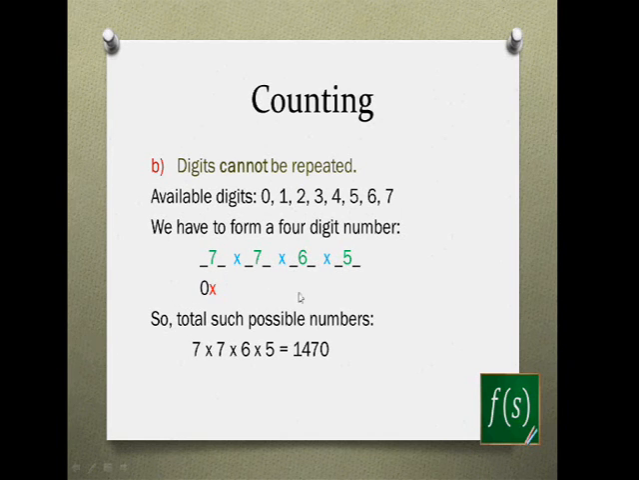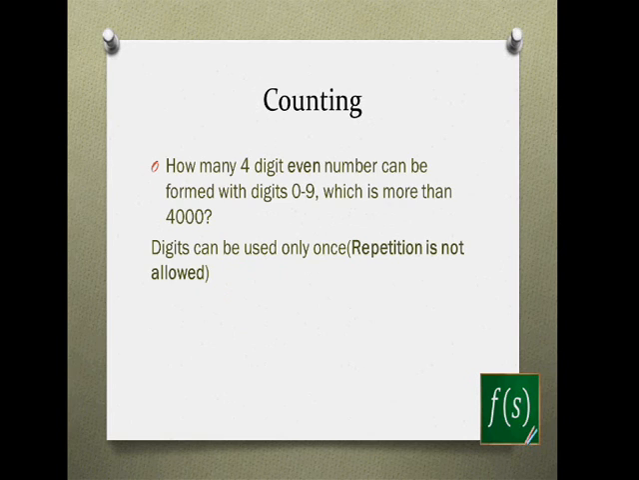The rest of the places can be filled in any order. So I can have 7 here, 6 here, 5 here. That does not matter. It's a mere representation that I have rendered here. So 7 into 6 into 5 is the main concern that you have. It's 6 into 7 into 5. It does not matter actually. So what is the final answer? It's 1470.